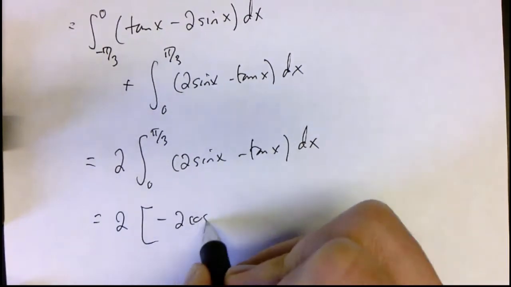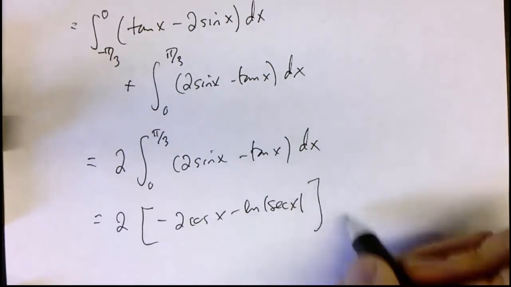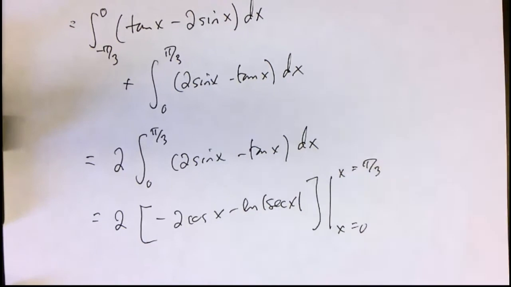So now find an antiderivative and evaluate the definite integral. Minus 2 cosine x minus the natural log of the secant of x. That's one of those weird ones. And I need to evaluate that from x equals 0 to x equals pi over 3. And if you finish that evaluation, that'll give you the area of the region between the two curves.